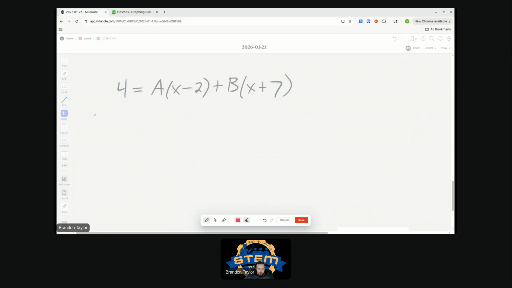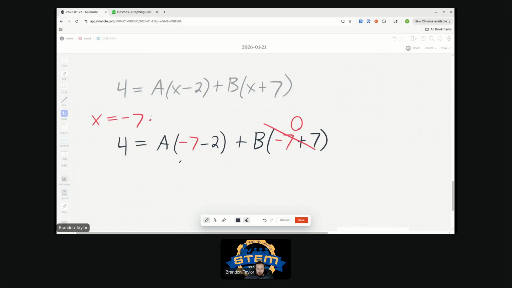So let's just try x equals -7. Why do I say that? Because if I plug in x equals -7, this thing's going to equal 0, and b is going to go away. So we get a times (-7 minus 2) plus b times (-7 plus 7). -7 plus 7 is 0, so that whole term is 0. You get 4 equals -7 minus 2, that's -9, times a is -9a. And then you can solve it. a equals -4/9.